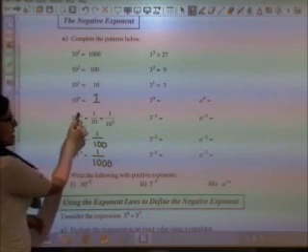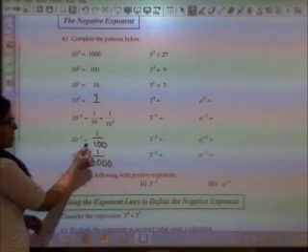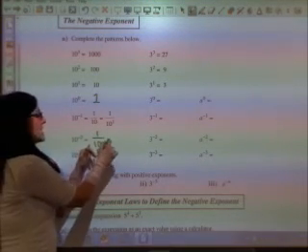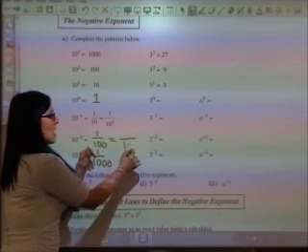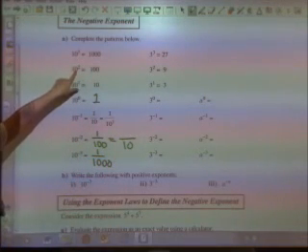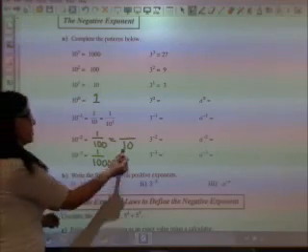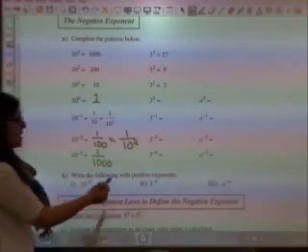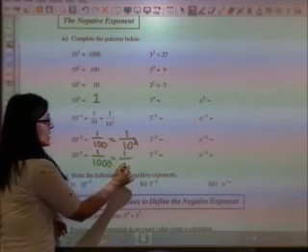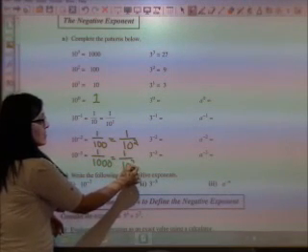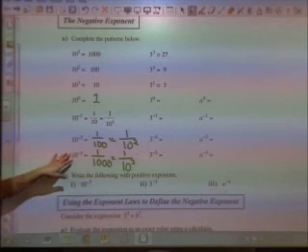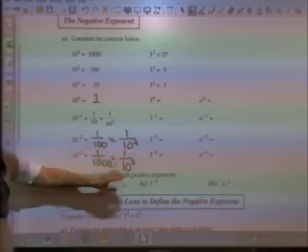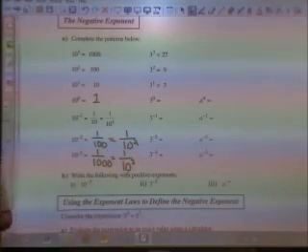Again, going down the line, -1 to -2. This becomes 1/100. If I take 100 and write it as a power of 10, it's 10 to the +2. And if I take 1,000 and I write it as a power of 10, it's 10 to the power of 3. So this 10 to the -3 can be written as 1/1000 or 1/10 to the +3.